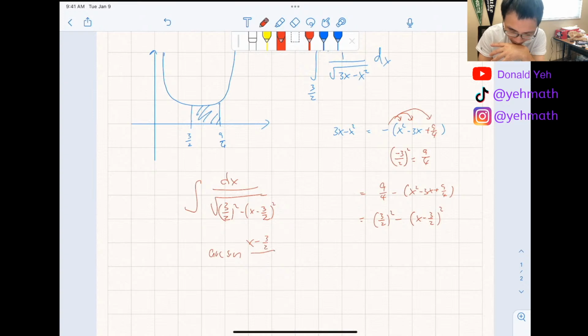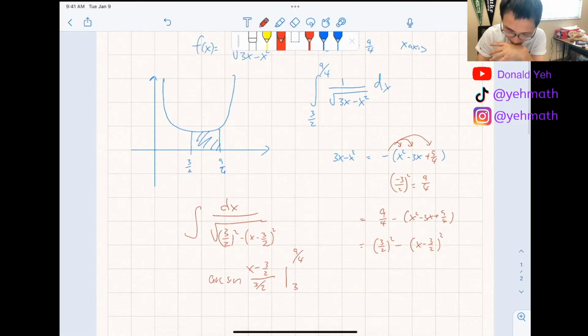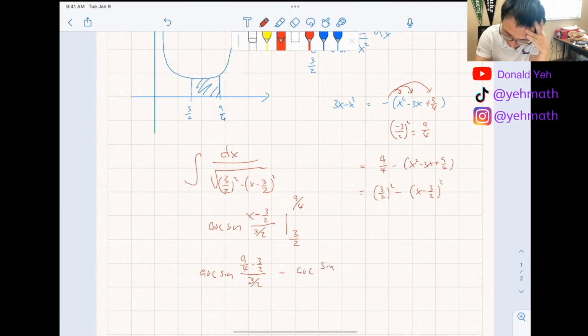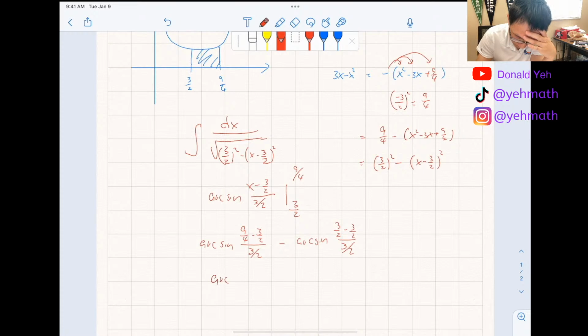I didn't do u-substitution here. I'm going to evaluate between 9/4 and 3/2. So it's going to be arc sine of (9/4 minus 3/2) divided by 3/2, minus arc sine of (3/2 minus 3/2) over 3/2. Now, if you simplify correctly, this is going to be arc sine of 1/2 minus arc sine of 0, which is pi/6.